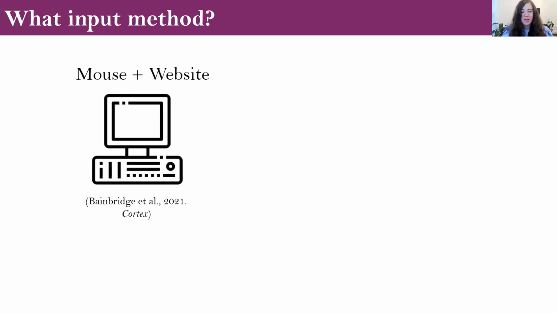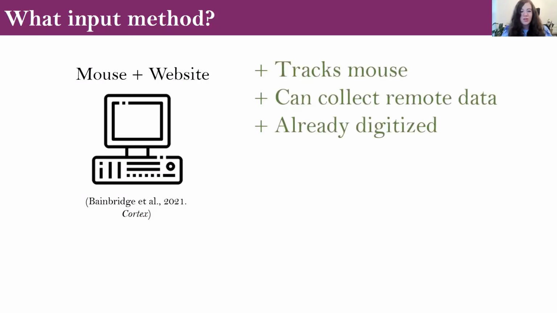Another method you can consider is creating a website that has a drawing experiment and tracking one's mouse movements, using a mouse to draw. And that's what a key focus of our tutorial is going to be about. This is a method we used in our 2021 Cortex paper. What's great about using an online drawing experiment collected with a computer mouse is that you're able to track the mouse movement, so you can see the order in which information is being drawn. You can also easily collect remote data. So the reason we used this for our Cortex paper was that we wanted to recruit individuals with a very unique imagery experience. So we recruited them online.